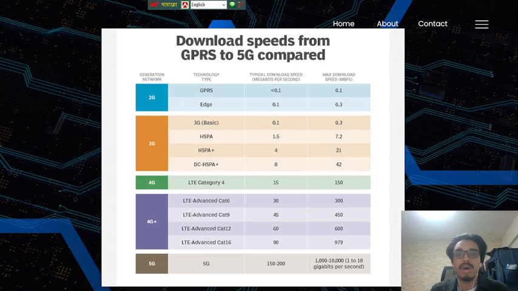And here is a comparison chart between 2G, 3G, 4G, and 5G networks. Here you can see the data speeds and technology and everything. You can save this chart for later.